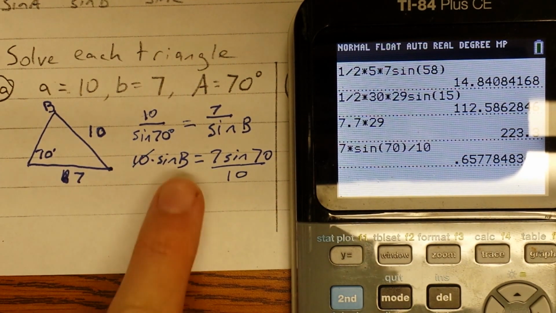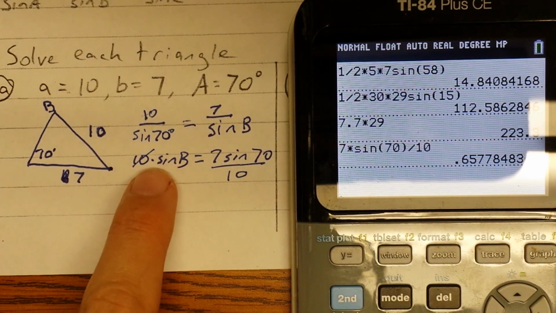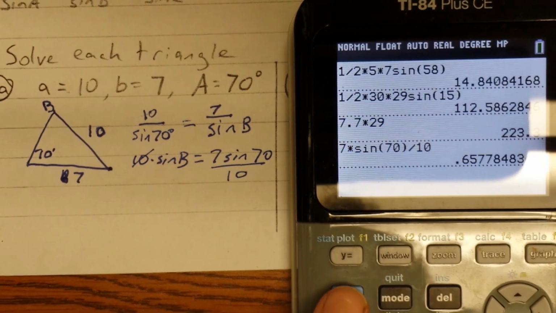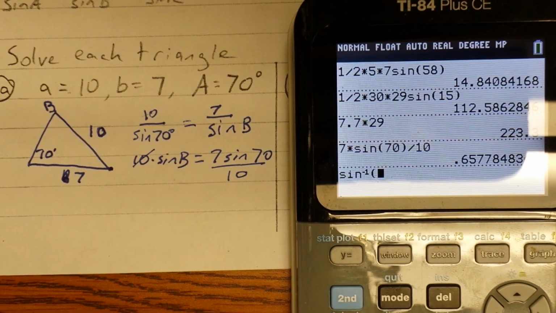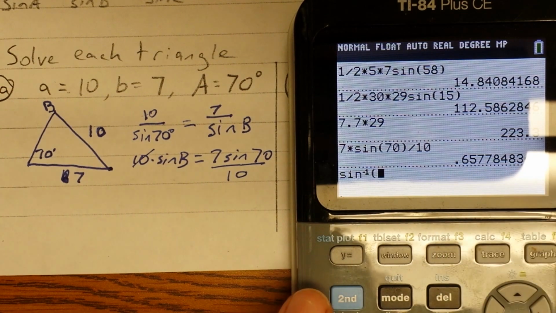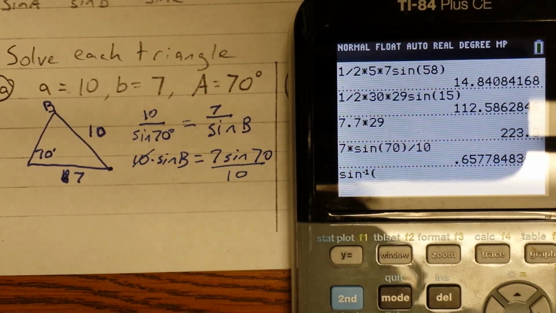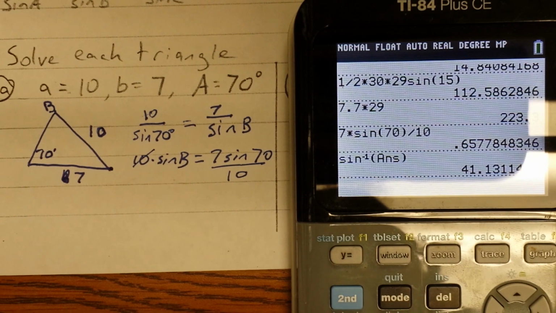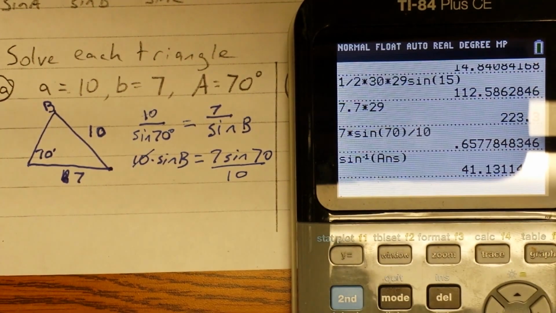Now, to get B, I need to do the inverse sine of this decimal. So I can do that in the calculator. Inverse sine. And then, if you still have your calculator, you can type in that number again, or you can do second and then by the negative sign it says A and S, which is the last answer. It'll plug it in for you. So sine inverse of that last answer, we get an angle of about 41 degrees.